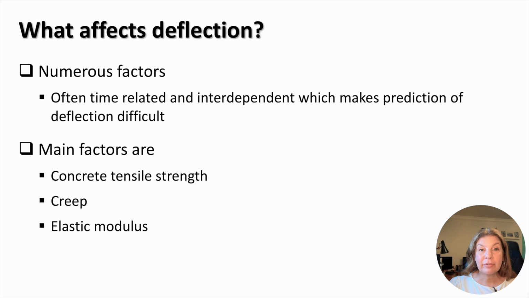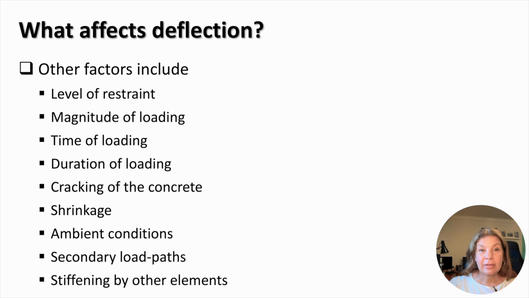The development of deflection in structures is affected by numerous factors, which are often time-related and interdependent. This makes prediction of deflection difficult. The main factors include concrete tensile strength, creep, and elastic modulus. Other factors that affect deflection include the level of restraint of the structure considered and stiffening by adjacent structural elements, existence of secondary load paths, stiffening, magnitude, time and duration of loading, cracking and shrinkage of concrete, and ambient conditions.